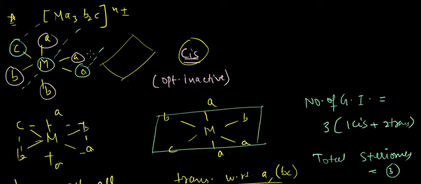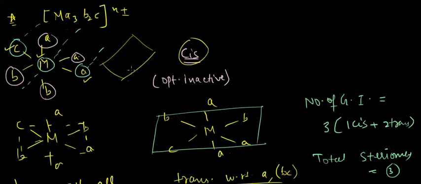So is this optically active or inactive? That's the question. If we look at this compound, we have a slightly tilted plane cutting the atoms C, M and A into two halves. As a result, this axial A atom and this equatorial A atom would be mirror images of each other, and similarly this equatorial B atom and this axial lower B atom would be mirror images of each other.